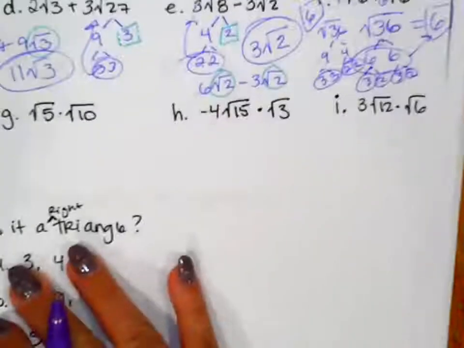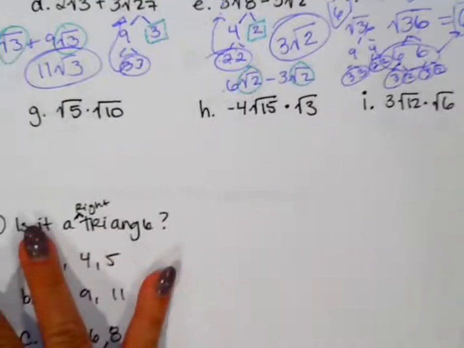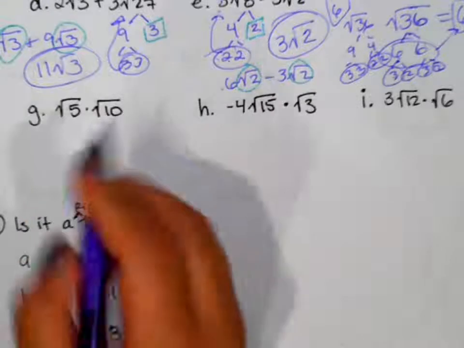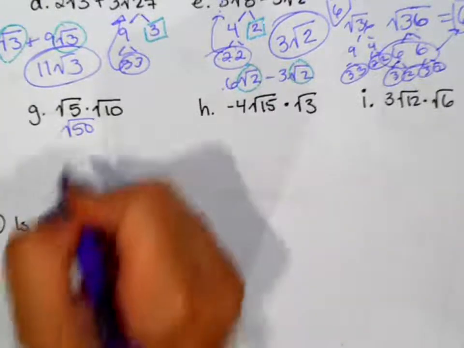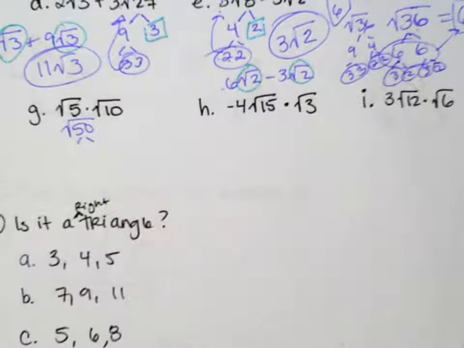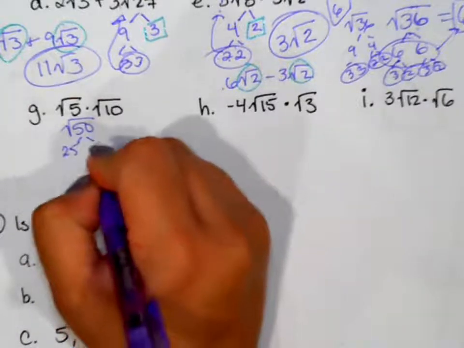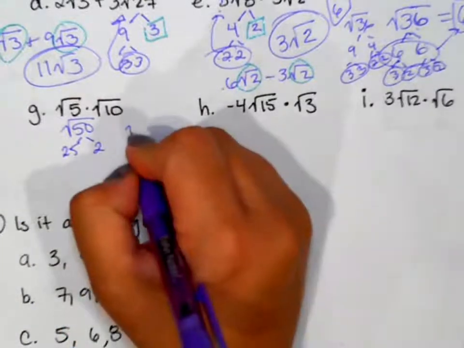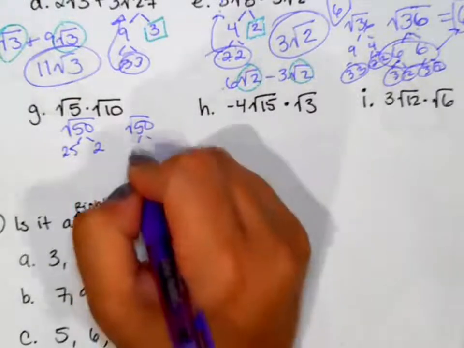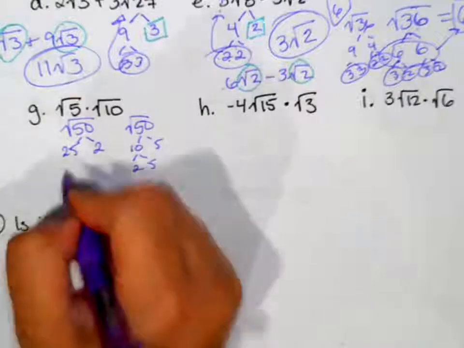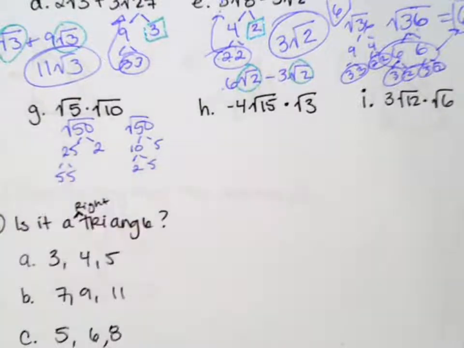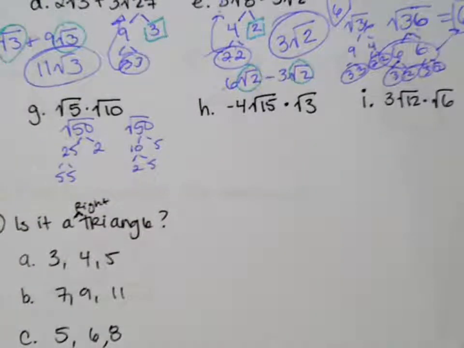All right, multiplying this. We're here. 5 times 10 gets me the square root of 50. All right, let's break down 50. I think a lot of you guys would go 25 and 2. That's fair. Again, it doesn't matter. You can go 10 and 5. You're just going to be breaking them down. And I'm going to show you that I'm going to get the same answer regardless of which way I go.